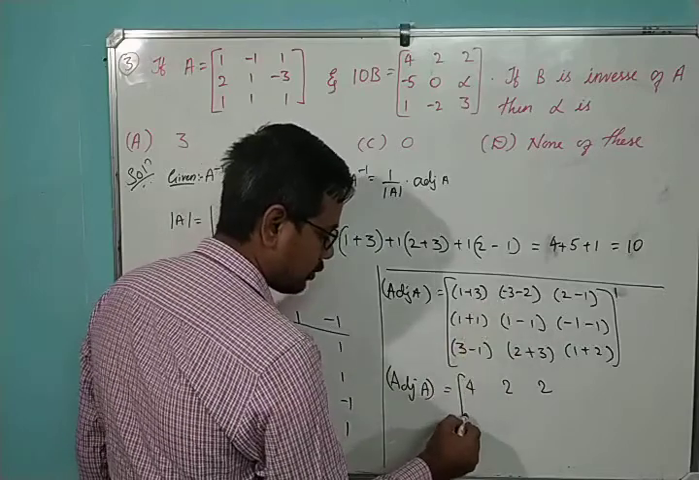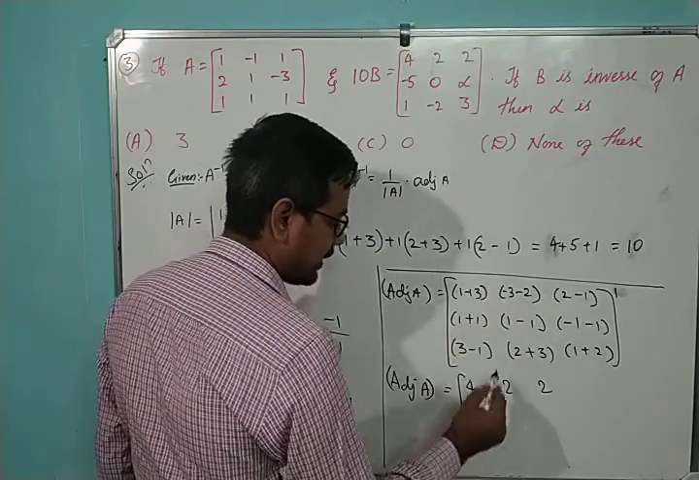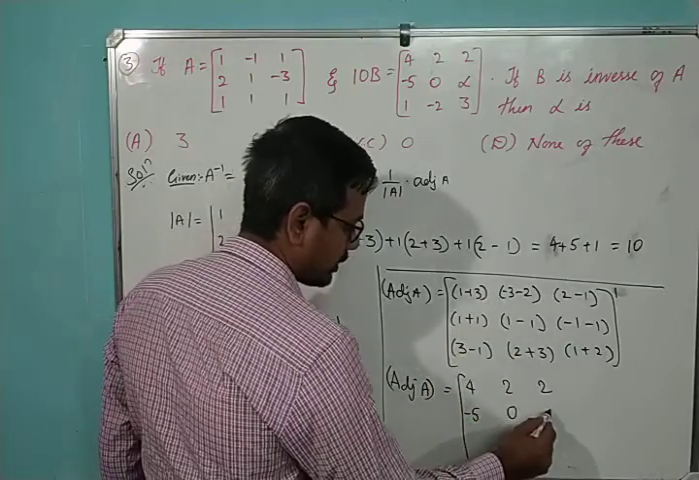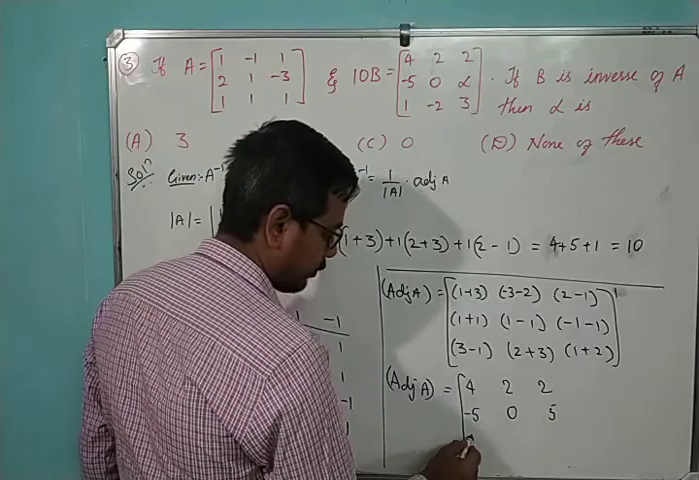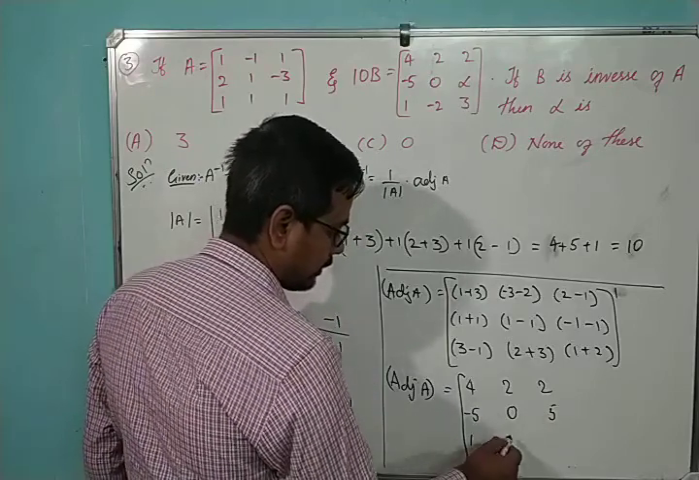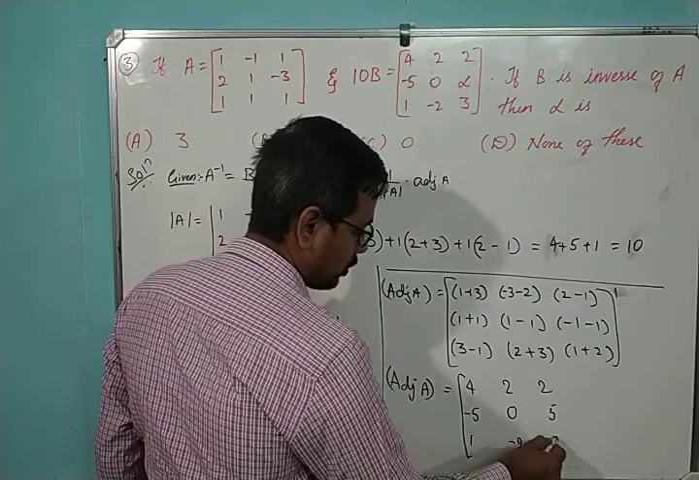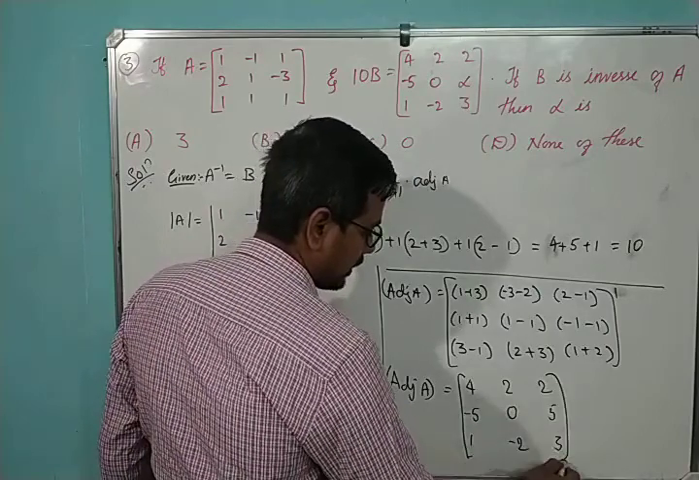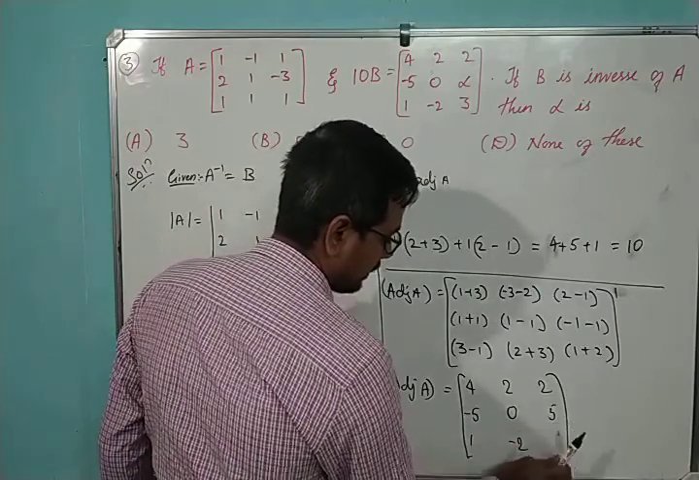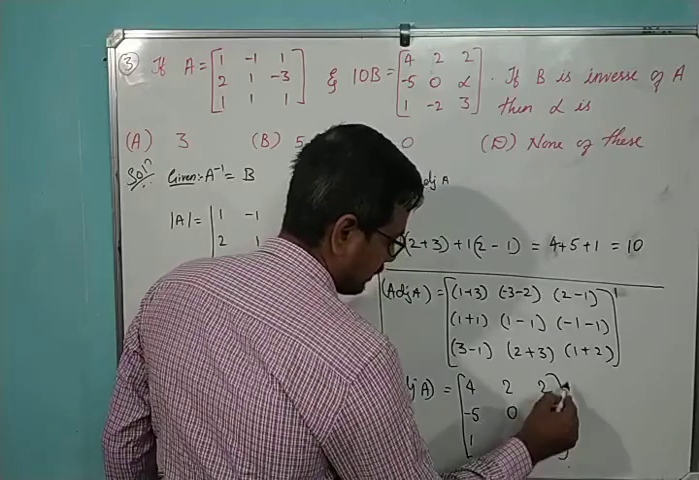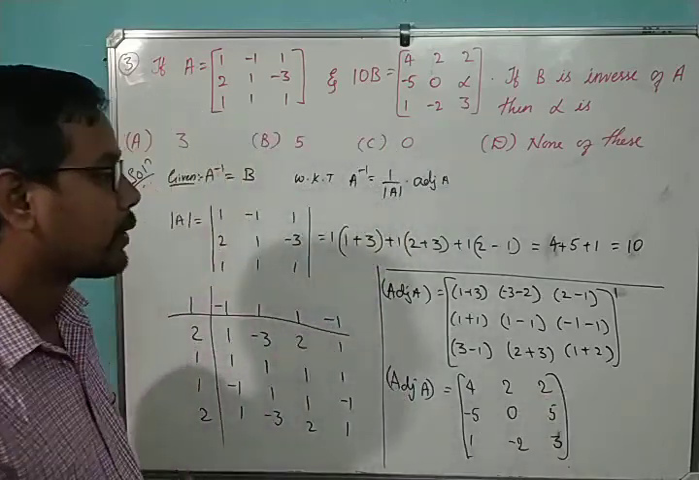Minus 3 minus 2, minus 5, 0, this is 5, then 1, minus 2, then 3. Right? So this is our required adjoint A.